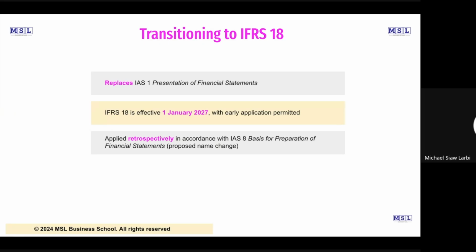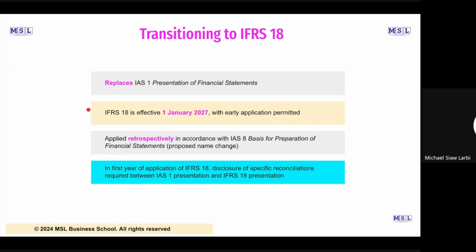So IFRS 18 did not only change the standards we've looked at so far. IAS 8 is currently called accounting policies, changes in accounting estimates, and errors. Its name now will be basis for preparation of financial statements. Proposed name change by IFRS 18, right? So take note of that. It has even changed the name of IAS 8, right?